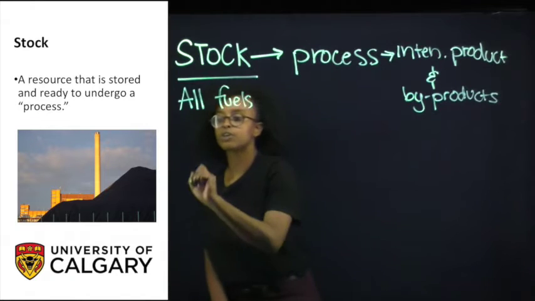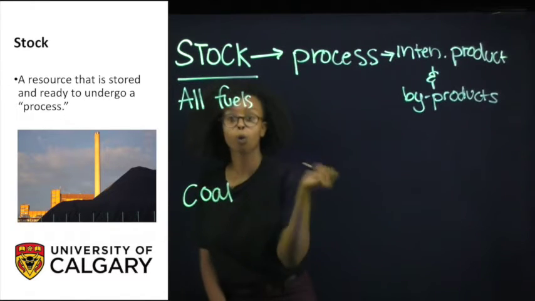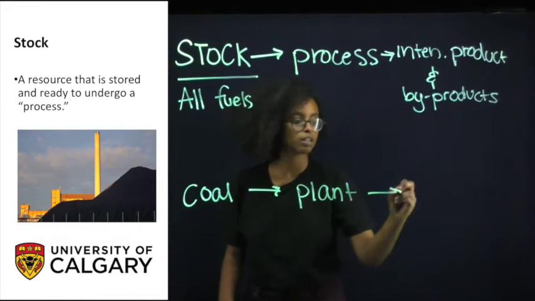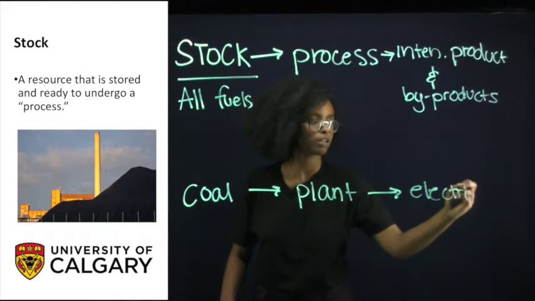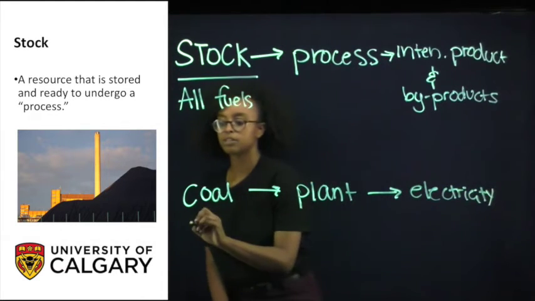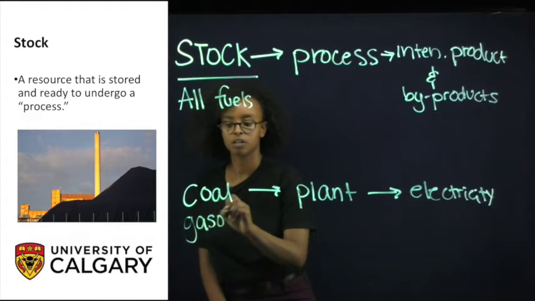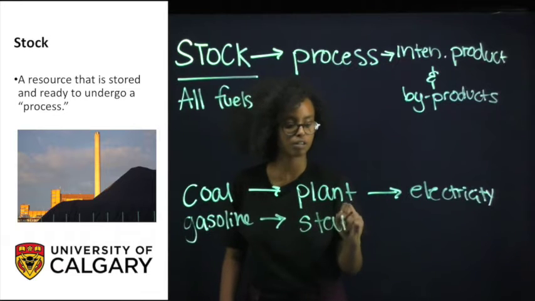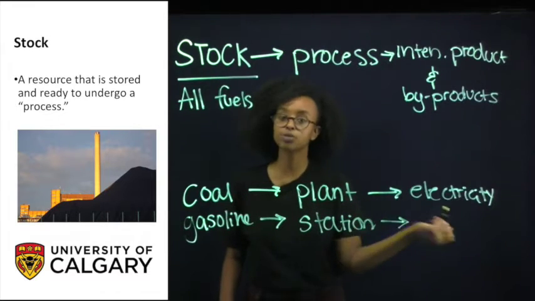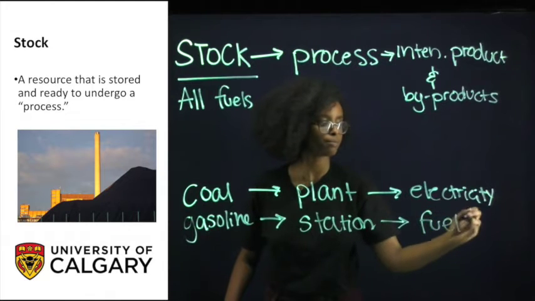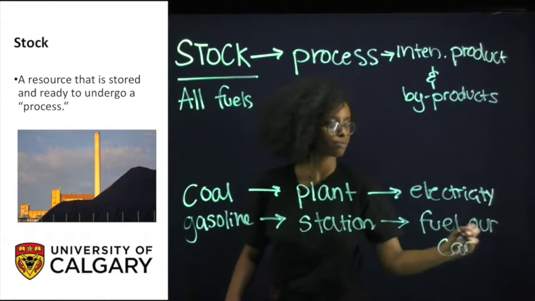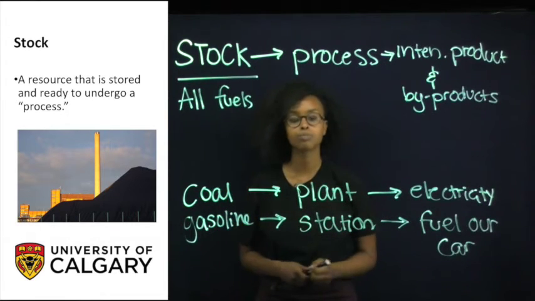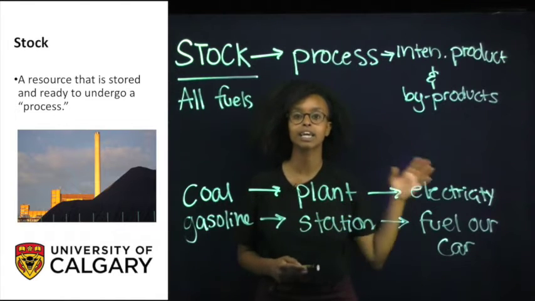That's why we find them so vital to have, because we're able to store them and use them when we need them. So, for example, coal would be the fuel that we want to use in a plant to make electricity, and gasoline could be the stock at a gas station, ready to use for us to fuel our car. There are other natural resources that are able to be stocks that aren't fuels, which we'll be discussing later in this video.